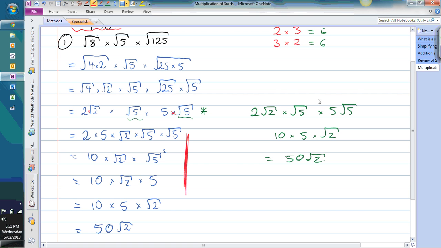But if you're not sure on what's going on over here, how the heck could I get from there to there, then put these extra steps in. Working is not there to make your life a hassle. It's there to help you to get the right answer and not make as many mistakes. So put that working in. It's helpful. It's good. But as you get better, you can start to leave some steps out as you get more and more confident with them.